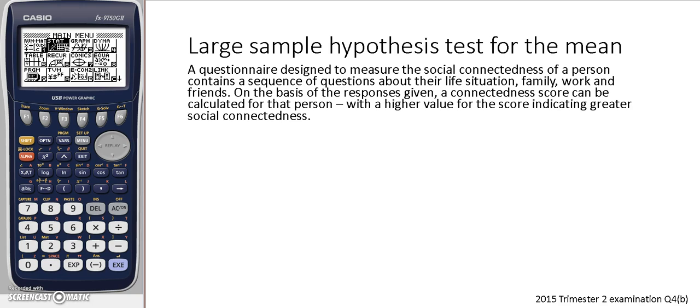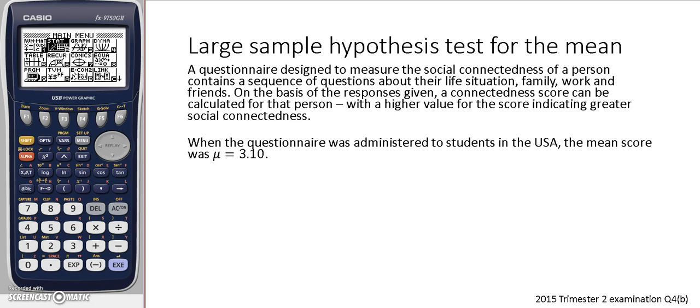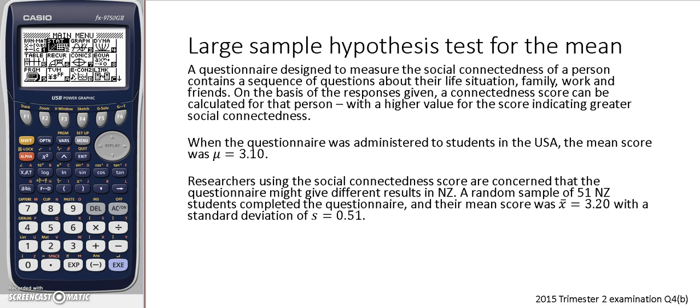their life situation, family, work, and friends. On the basis of the responses given, a connectedness score can be calculated for that person, with a higher value of the score indicating greater social connectedness. When the questionnaire was administered to students in the USA, the mean score was 3.10. Researchers using the social connectedness score are concerned that the questionnaire might give different results in New Zealand.